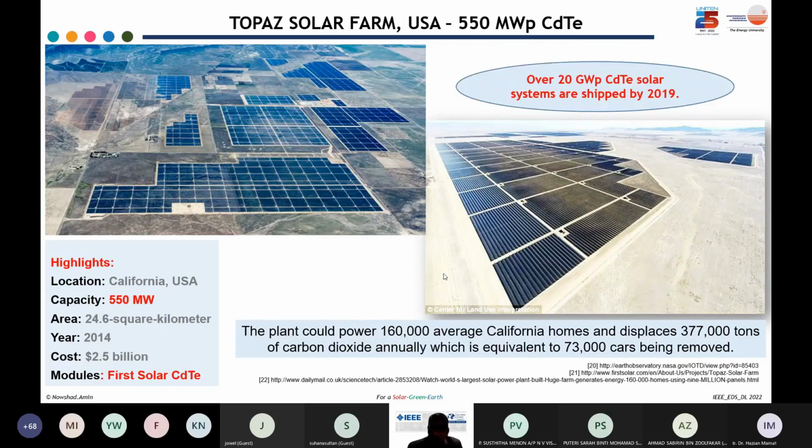This company, First Solar, so far they said they have shipped almost over 20 gigawatt peak solar panels until 2019. In fact, you can add another 4 gigawatt every year. So by this year it will be 20 something.